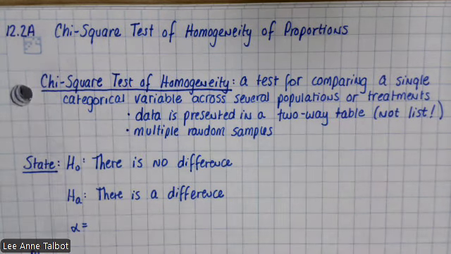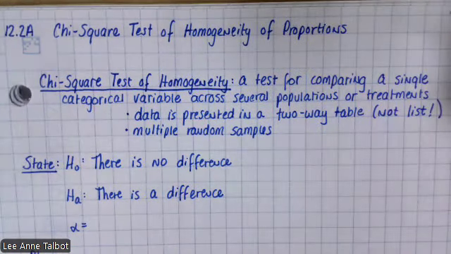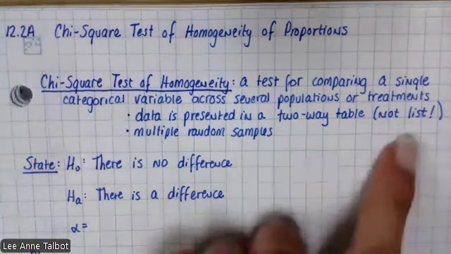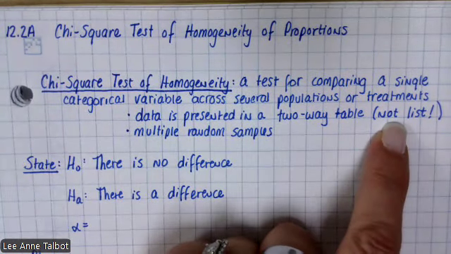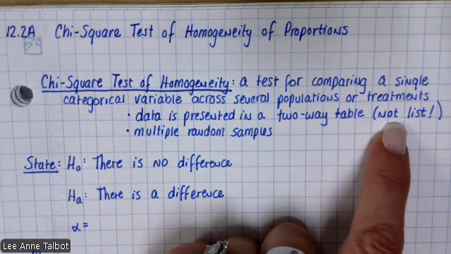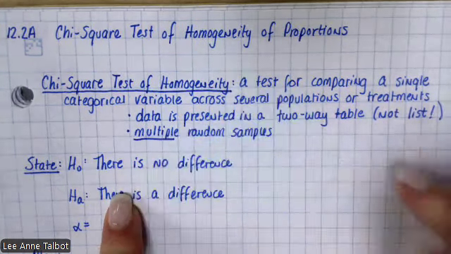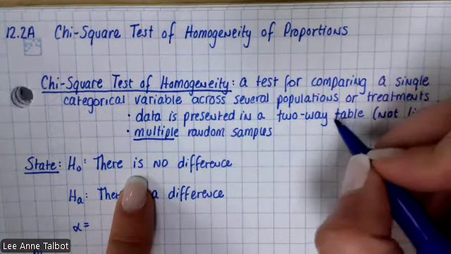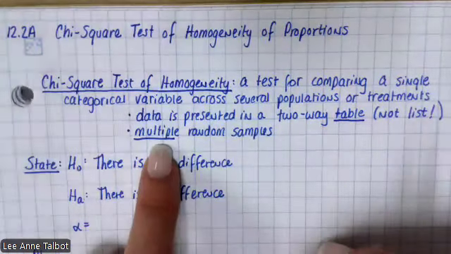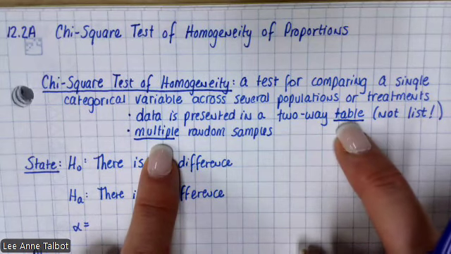All right. So there are three different chi-square tests. The one we already learned was the goodness of fit. That one, we put the things into L1 and L2 in the calculator. I very specifically said this one is not a list. So here's what you need to know: multiple random samples and a table.